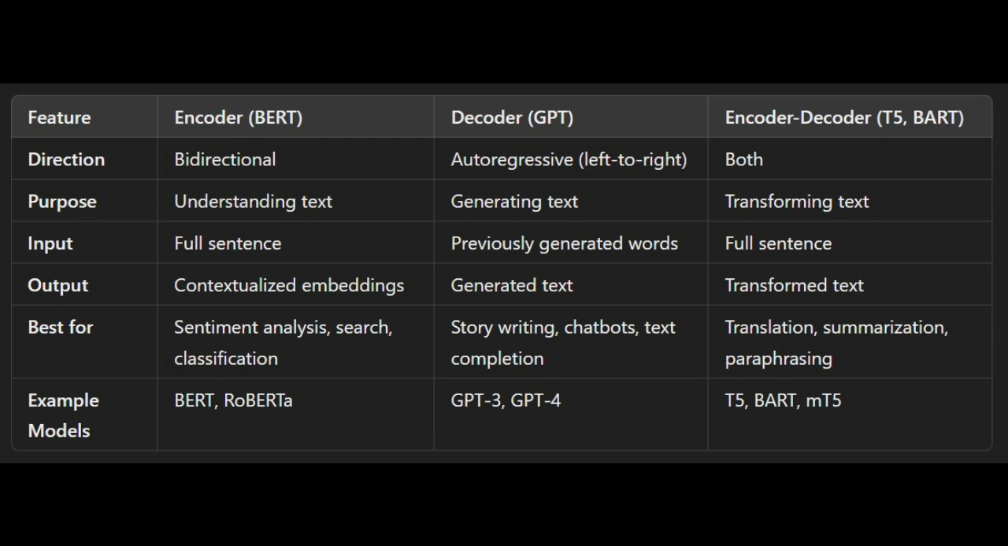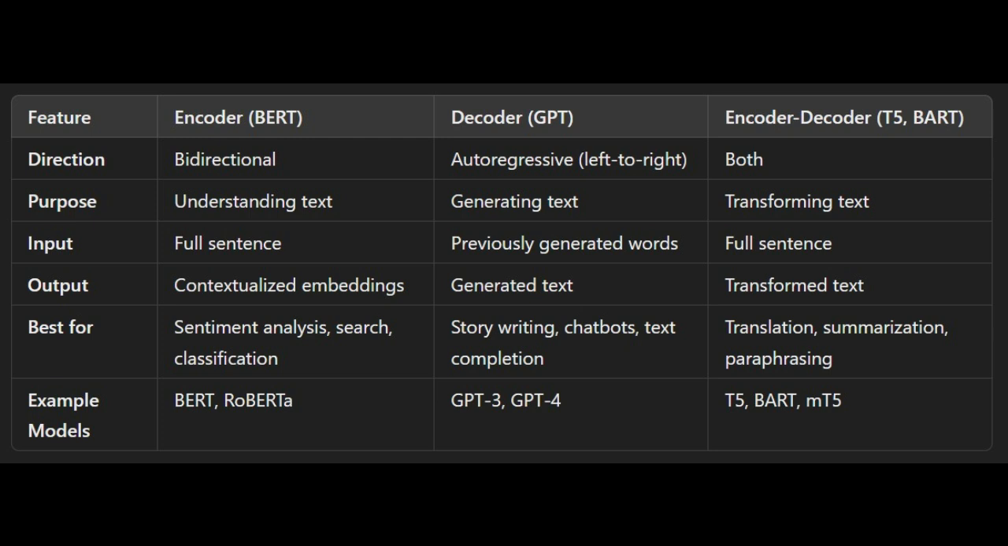What's a decoder architecture, which is used for generating text? What's the primary role of that? It generates new text step by step based on input. The main use case is natural language generation, NLG tasks. What are the example models for that? Like GPT-3, GPT-4, Llama.